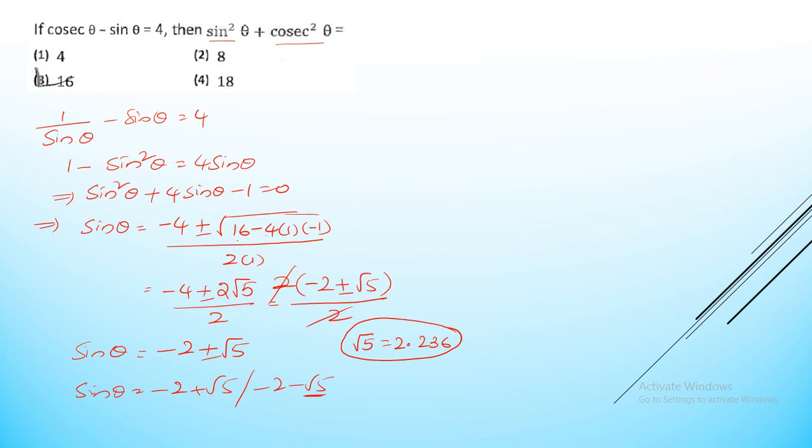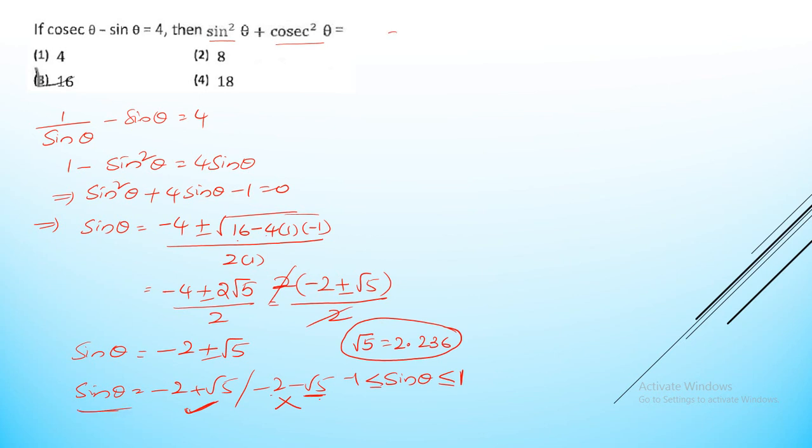So when I substitute that here, minus 2 minus 2.236 is minus 4 point something. But what is the range of sin theta? So sin theta ranges between minus 1 and plus 1. That means clearly this won't be my answer. So the only possibility is root 5 minus 2. So sin theta value is root 5 minus 2.